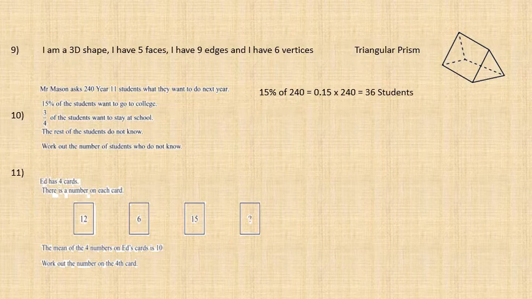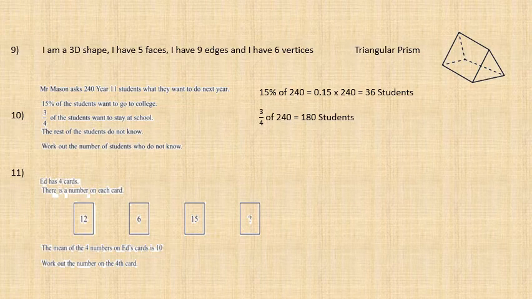The 3/4 of the students want to stay at school, so let's calculate them. So it's going to be 3/4 of 240. So I will take this 240 divided by 4. Like exactly, I'm saying 24 divided by 4 equals 6, and put the 0, so it's going to be 60. 60 times 3, which is 6 times 3 equals 18, and put the 0, so it's going to be 180 students want to stay at school.